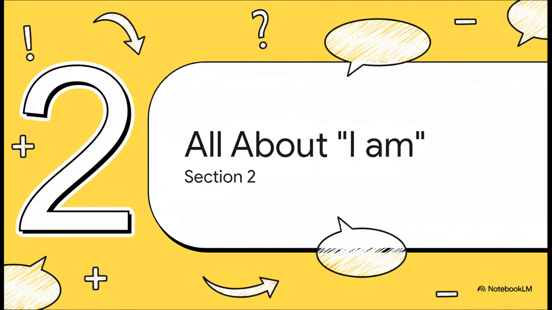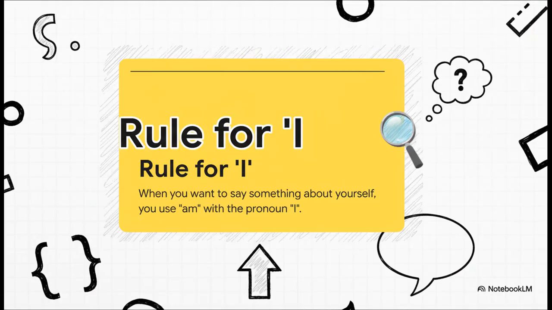Okay, section 2. It's all about I am. Let's get laser focused on how to talk about yourself. And really, it just comes down to these two simple words. And here it is, the golden rule. Whenever you use the pronoun I, you always, and I mean always, pair it with the verb am. I am. Simple as that. They're a team, they never split up.